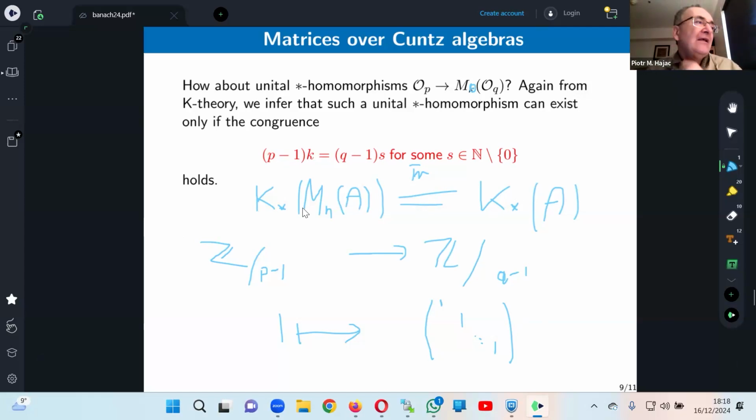That's this beautiful Rørdam classification theorem: if you have Kirchberg algebras, if the K groups agree, then they are Morita equivalent. But if the K groups agree and the class of ones agree, by this homomorphism of abelian groups, which is an isomorphism, then they are actually isomorphic.